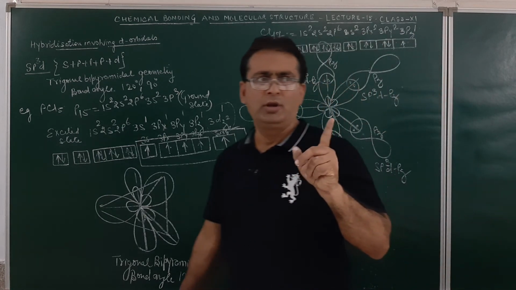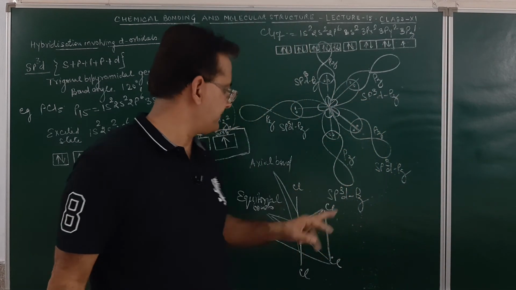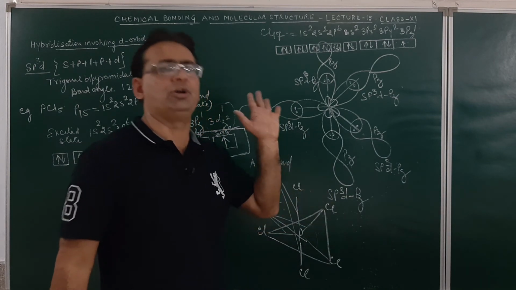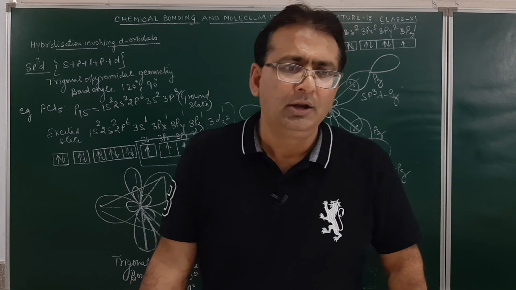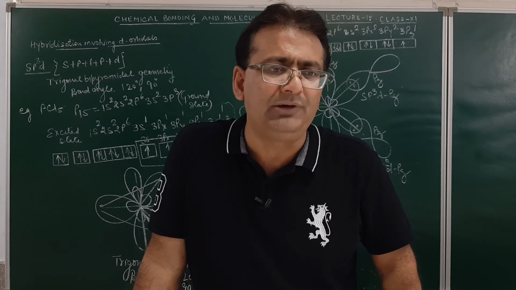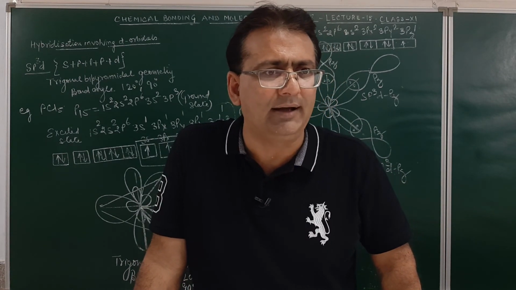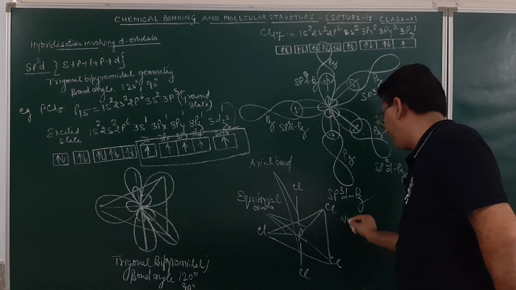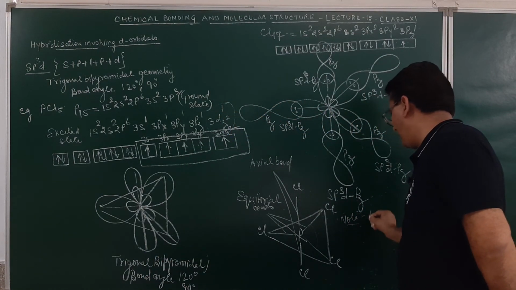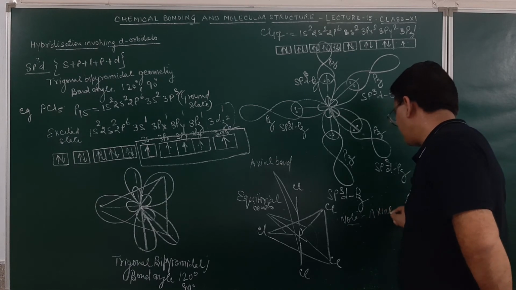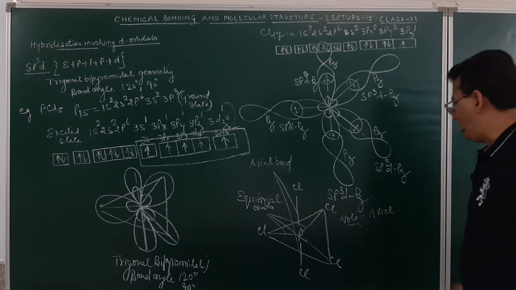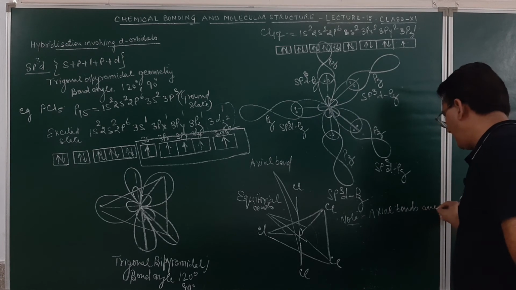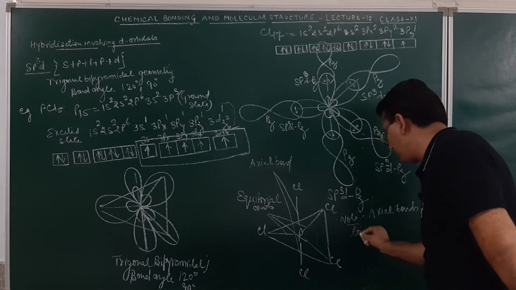Am I clear? Now one question you need to remember: axial bonds are longer than the equatorial bonds. Question is why? Due to greater repulsions at the axial position than at the equatorial position. So students, always remember as a note, axial bonds are longer bonds.